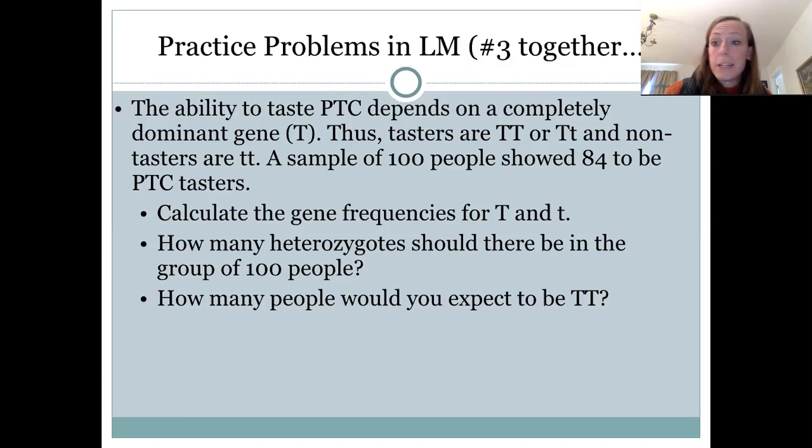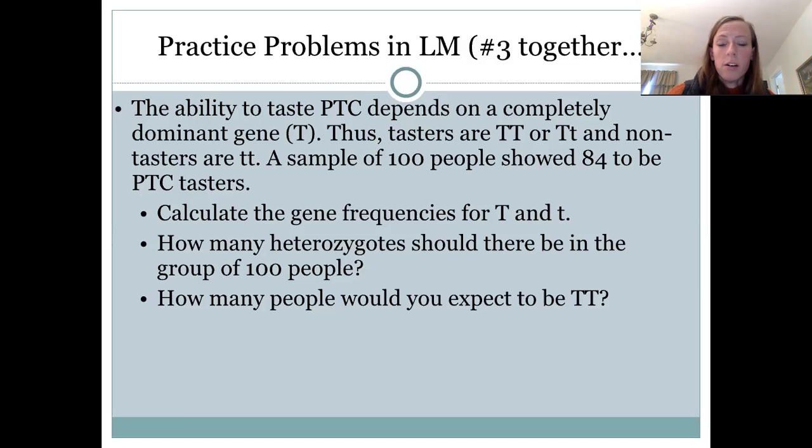gene, big T, okay? So tasters can be either homozygous dominant, big T, or heterozygotes, big T, little t. We don't know which one. They're one of the two. But non-tasters, we know, have to be homozygous recessive, or little t, based on what the problem is telling you.